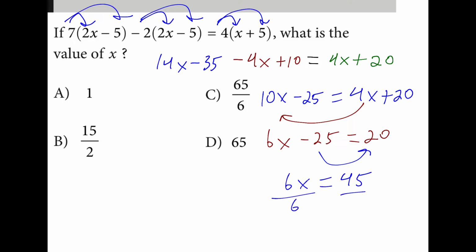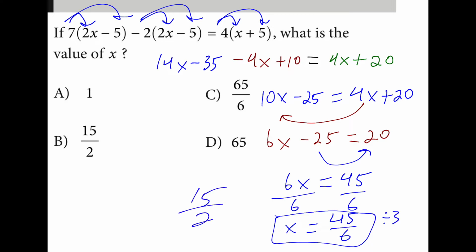If I divide both sides by 6, I have this fraction. Do you see that as an answer? No. But you can reduce this. If you divided the top and the bottom by 3, you end up with 15 over 2, which is b.